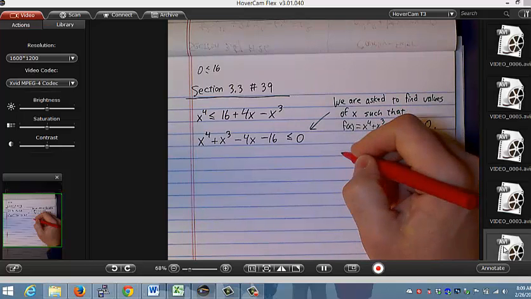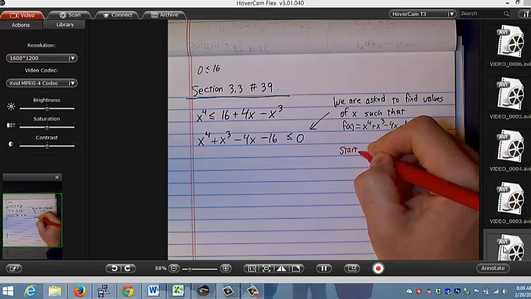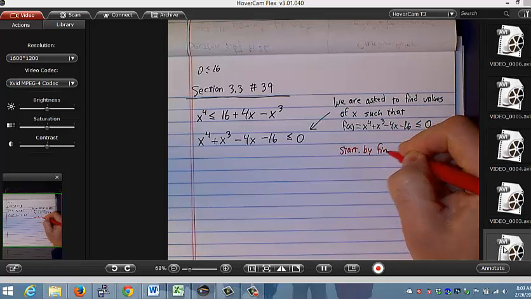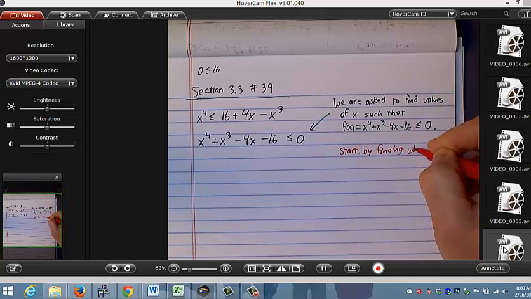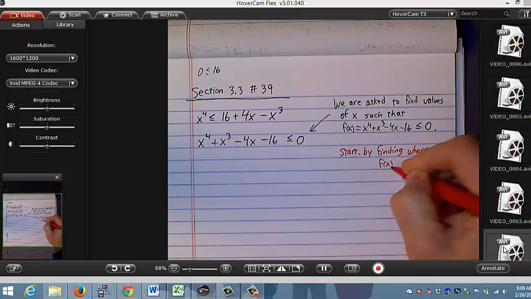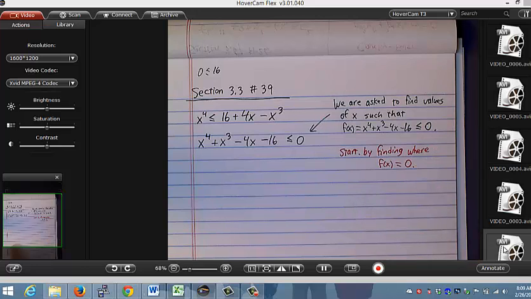So here's what I'm going to do. I'm going to start by finding where f of x equals 0. Let's just figure out, first of all, where it equals 0, and then we'll worry about when it's less than or equal to. This is a basic thing you do with inequalities. First, pretend it's an equation. Then worry about less than. And actually, isn't that what we did for the entire rest of this section? We found zeros of polynomial functions, right?